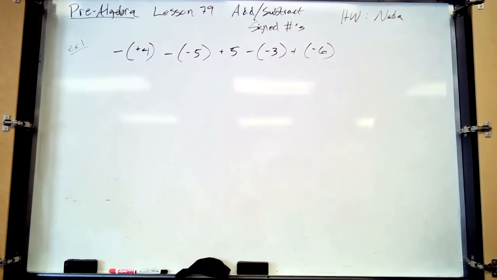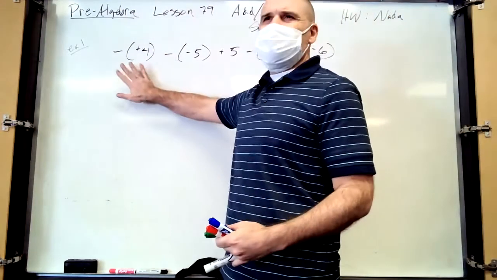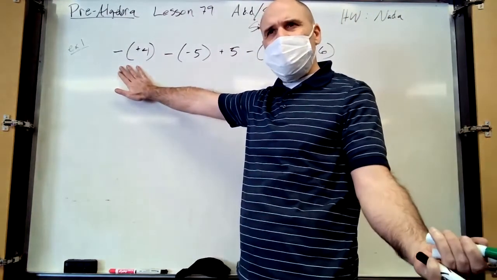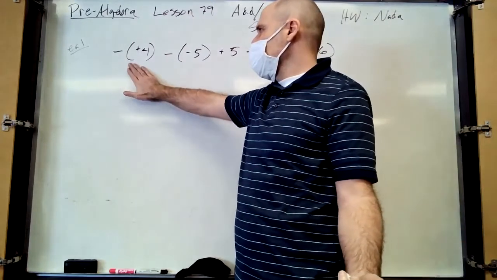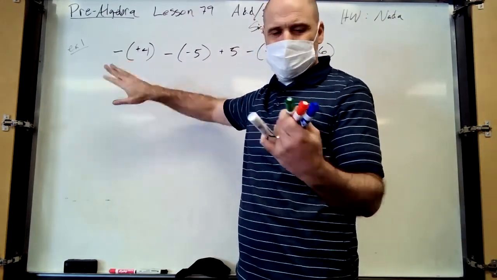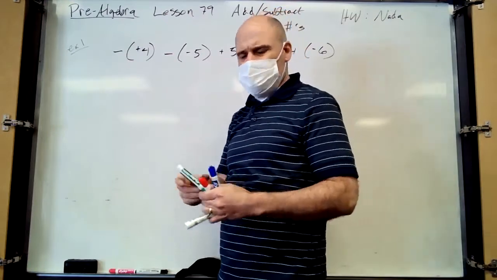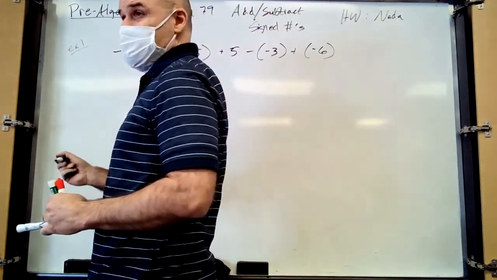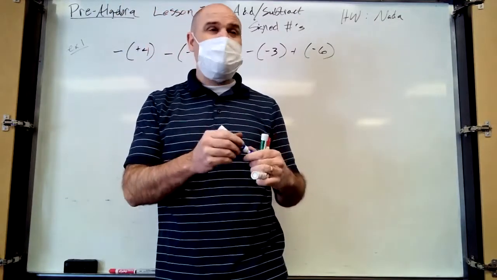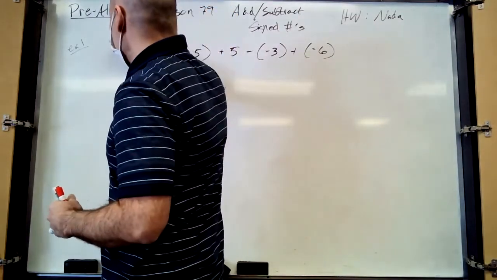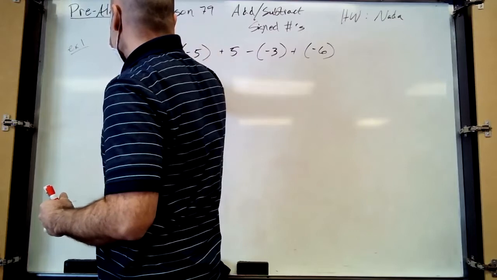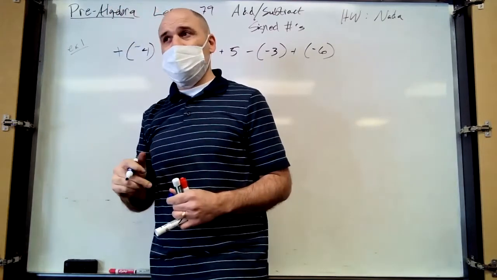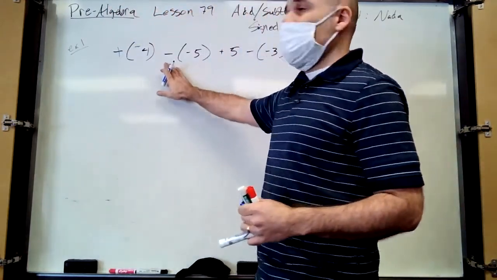Let's clean it up here. So what is this number here? Positive 4. But it's negated. So it's negative 4, right? Either way, when you subtract, we chicken scratch. So we go bok, bok. So this ends up being a negative 4. What do we do here?